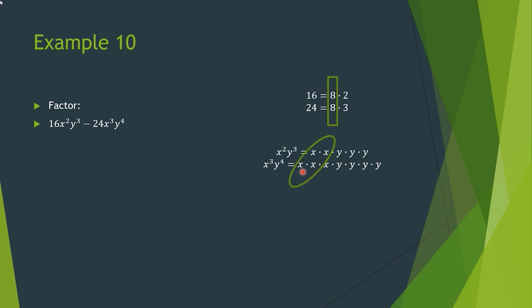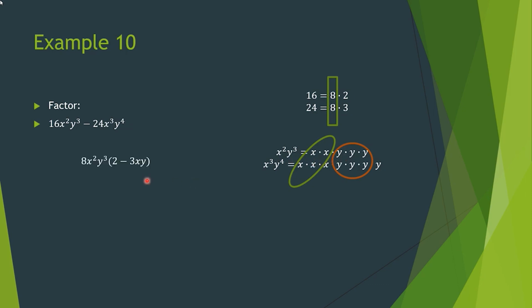So they have x's in common. And then they have y's in common. They have 2 x's in common, and then they have 3 y's in common. Notice that if I was to compare the variable portion with the exponents, it's the smaller one out of the 2. So this is x squared, and the smaller one out of these with the y's is 3. So the GCF is going to be 8x squared y cubed.